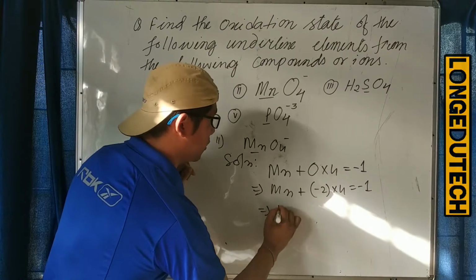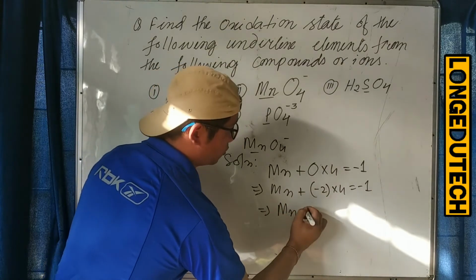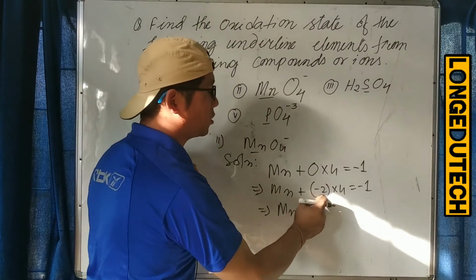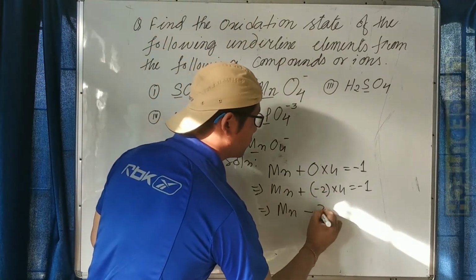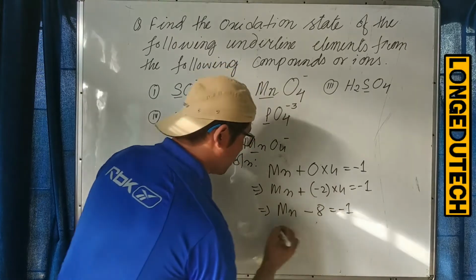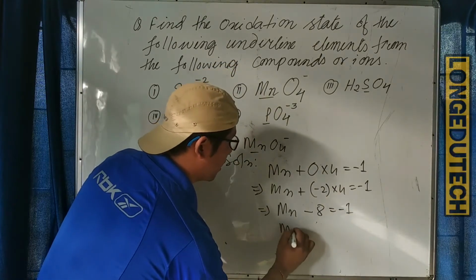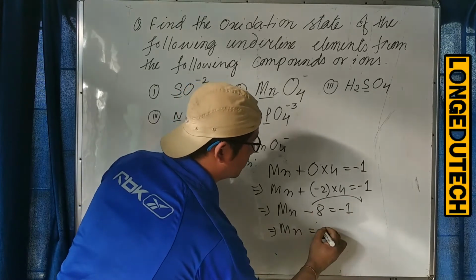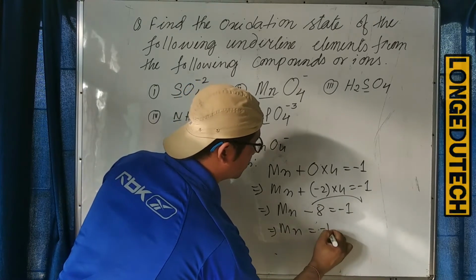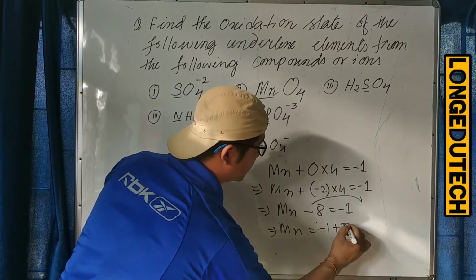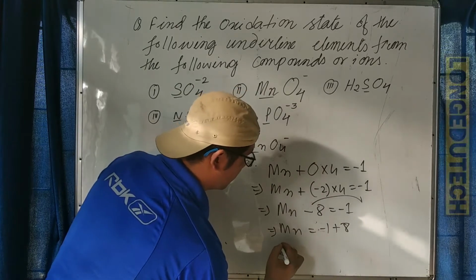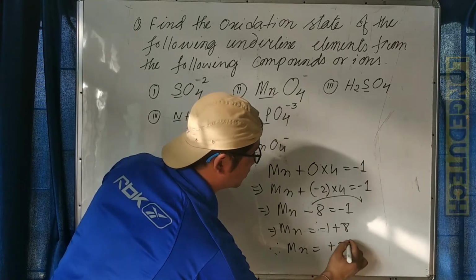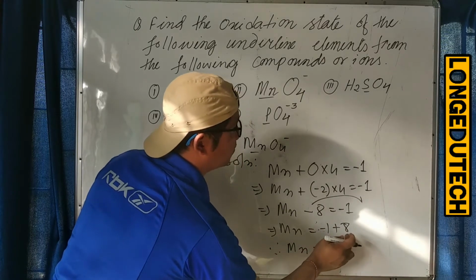Then here it comes to Mn, and here minus. Why? Because when we open the brackets, minus 2 into 4 comes to minus 8, which is equal to minus 1. Then here will come Mn. If we transpose here, this will come here as minus 1, and minus 8 will change to plus 8. Therefore, the oxidation state of Mn will be plus 7, because minus 1 plus 8 is 7 only.